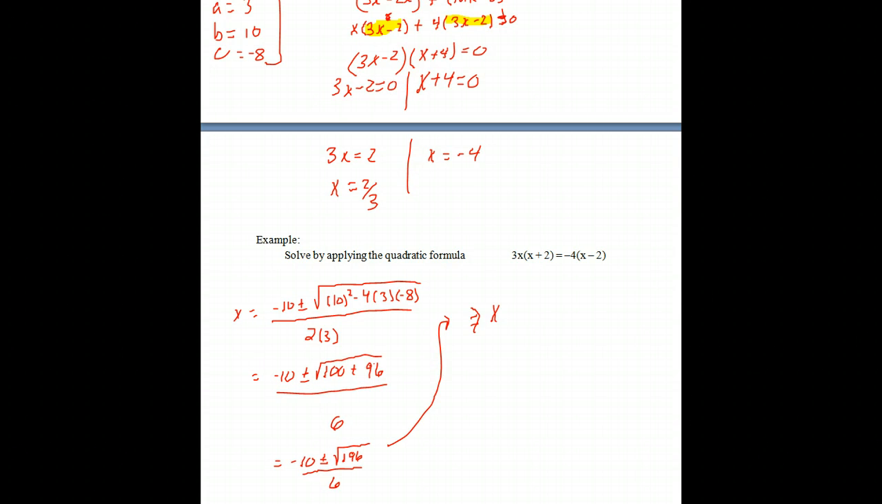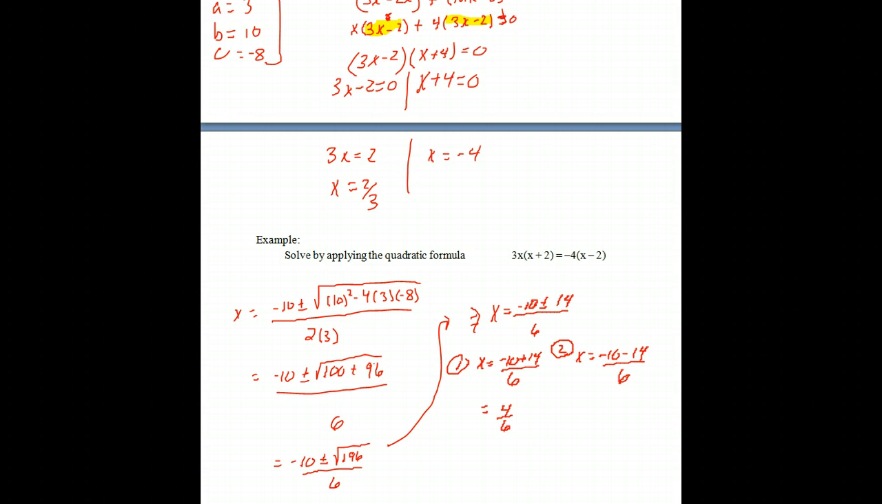Okay, now we have x equals negative 10 plus or minus square root 196, which is 14, divided by 6. And two answers now. First one, x equals negative 10 plus 14 divided by 6. Your second answer is going to be x equals negative 10 subtract 14 divided by 6.